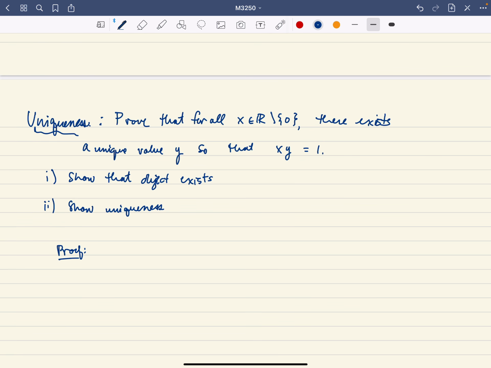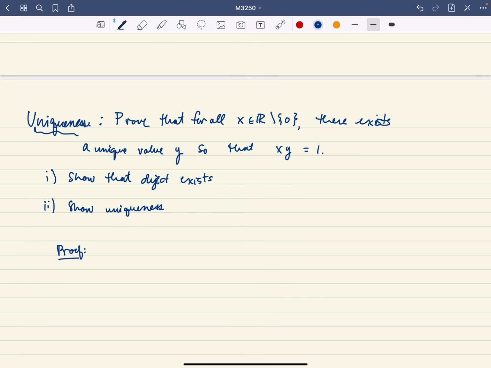So uniqueness proofs have two components. First is that you have to prove that such an object exists. If there is no object such that x times y equals 1, then you can't talk about uniqueness or not. So essentially you have to show that there's at least one object that fits that bill. And then you have to show uniqueness, meaning that there's at most one object. And then once you have those two together, you get uniqueness. There must be exactly one object with this property.